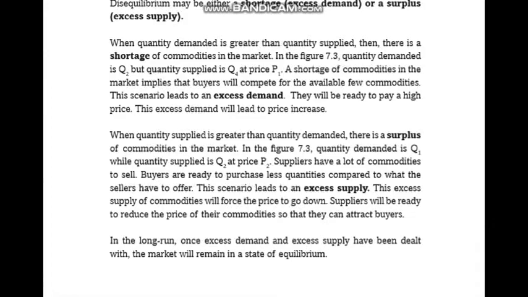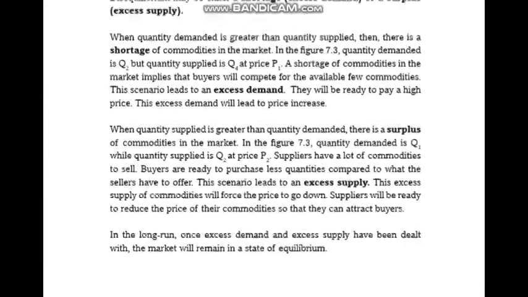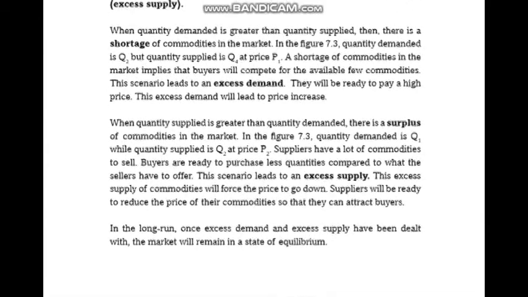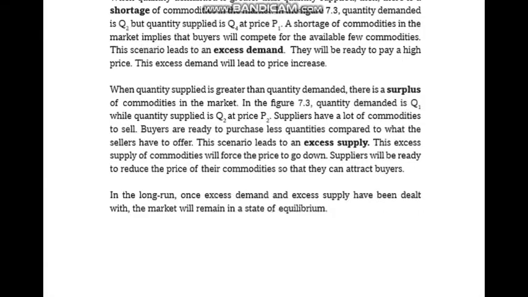So in figure 7.3, quantity demanded is Q2, but quantity supplied is Q4 at price P1. As a shortage of commodities in the market implies that buyers will compete for the available few commodities, this scenario leads to an excess demand. So they will be ready to pay a high price. This excess demand will lead to price increase.